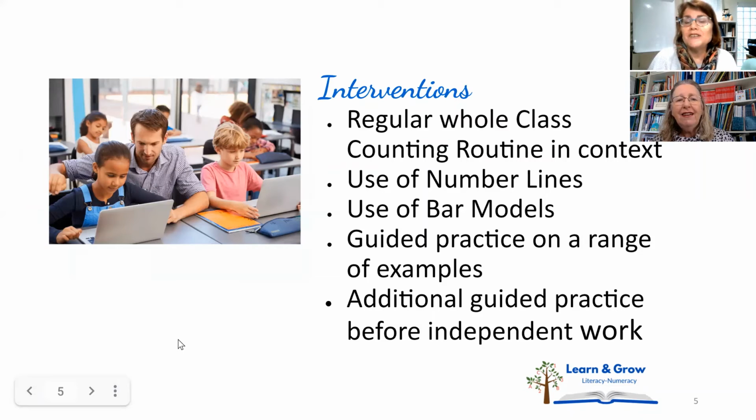So, interventions. What did this teacher have to do to get their goals, which was to keep going with the curriculum, but also to meet James's needs and find out whether maybe there were some other students that needed the same? And of course, there was. So my recommendation to this teacher is do regular whole class counting routines with number lines and bar models available.